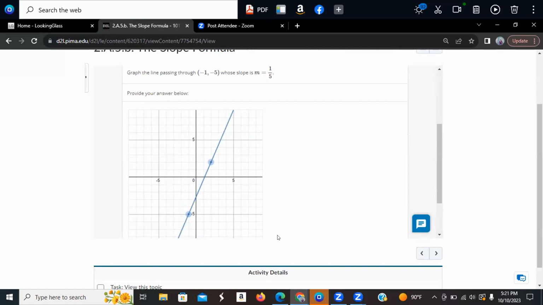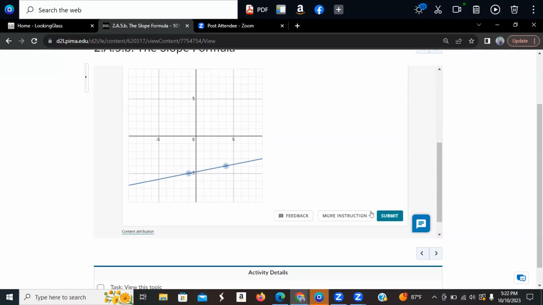Okay, now from that point, where you just were, I want you to put your cursor back there, please. And then you're going to use the slope. You're going to go up 1 and then right 5. Sorry, right. Right there. Okay, so where your cursor is is where you want to put that other point. Perfect.